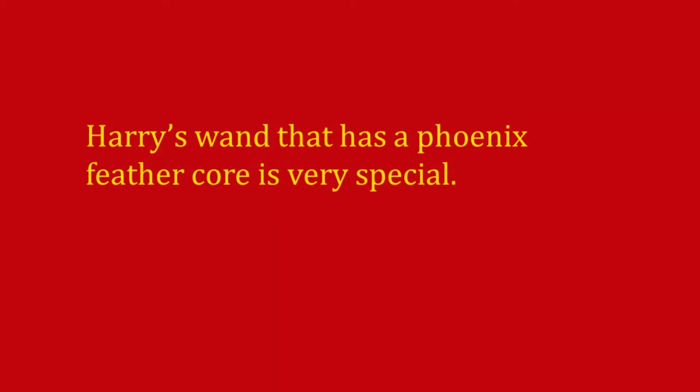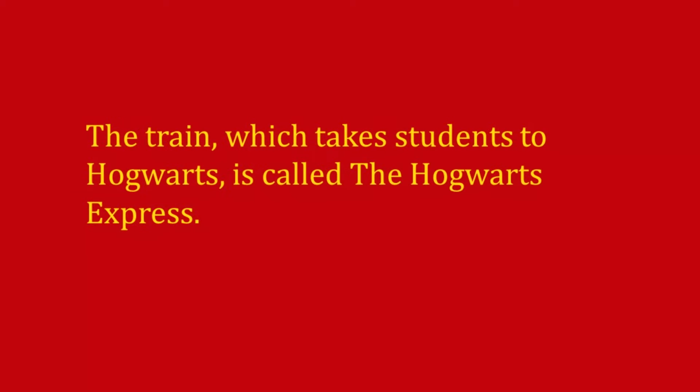If you misuse the commas in these sentences and change the that's to which to keep them correct, the meaning of the sentences would change completely. Harry's wand that has a phoenix feather core is very special, suggests that Harry has multiple wands, but the special one is the one that has the phoenix feather core. And if we do the same to the other sentence, we get the train, which takes students to Hogwarts, is called the Hogwarts Express. Here, it sounds like there is only one train. We no longer have to identify which one, and the relevant information is the name of the train. The fact that it takes students to Hogwarts is now just additional information.